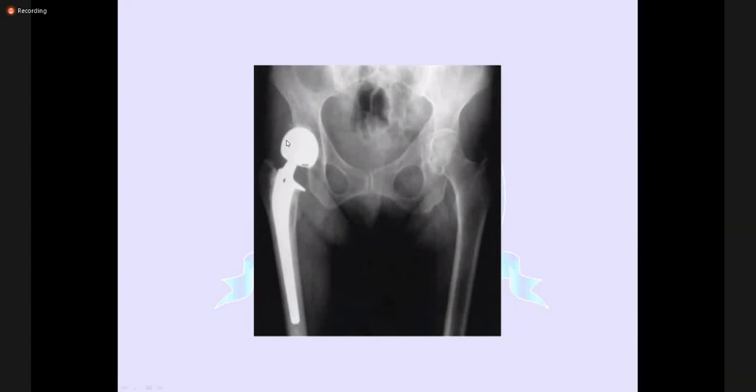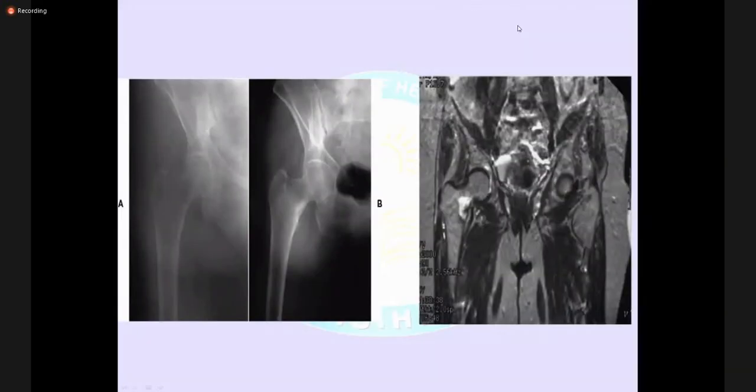Bipolar hemiarthroplasty. This is the undisplaced fracture. In X-ray, nothing is visible in both views of the right hip joint, but in the MRI there is an area shown, which is further investigated by the MRI. So this undisplaced fracture of the neck of femur was fixed with cannulated screws. And this is the recon nail.